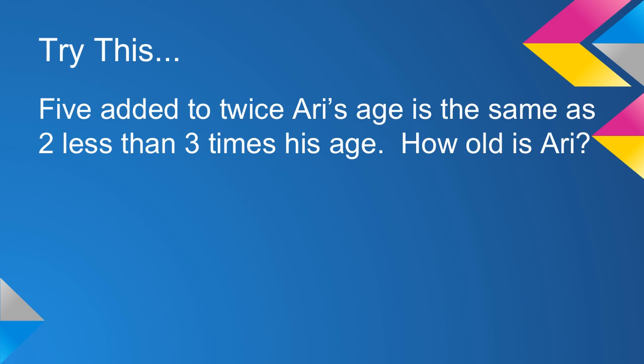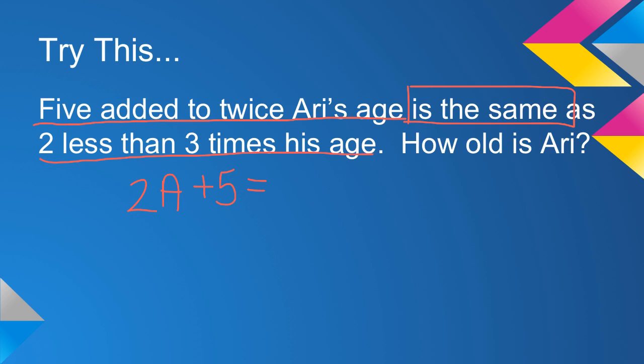So now let's start putting our algebra into worded problems and seeing what we can do with that. So we have 5 added to twice Ari's age. So it looks like we need to take 2 Ari's and add 5. That's on one side. Is the same as is an equal sign. 2 less than 3 times his age. So 3 Ari's minus 2. All right, so I've got my equation here.